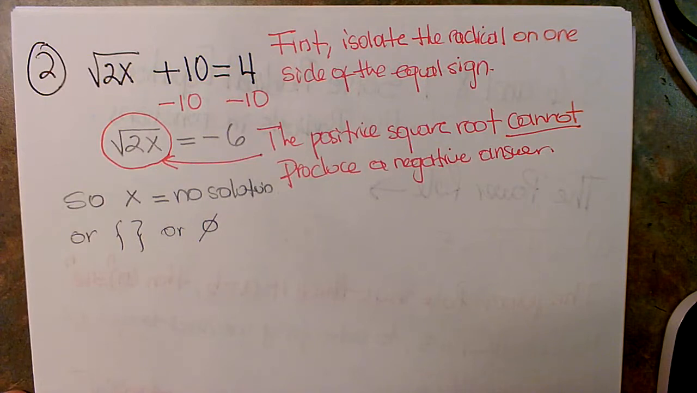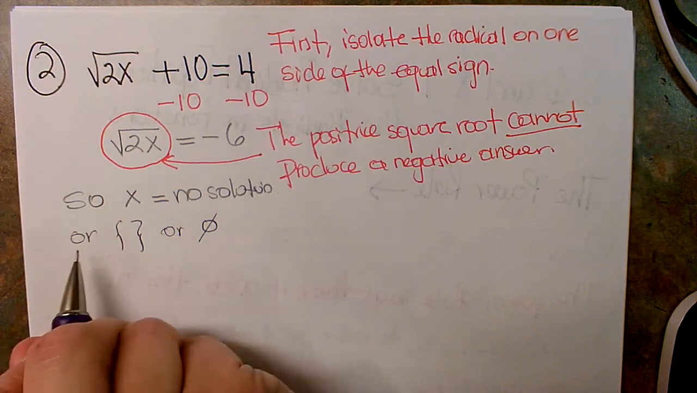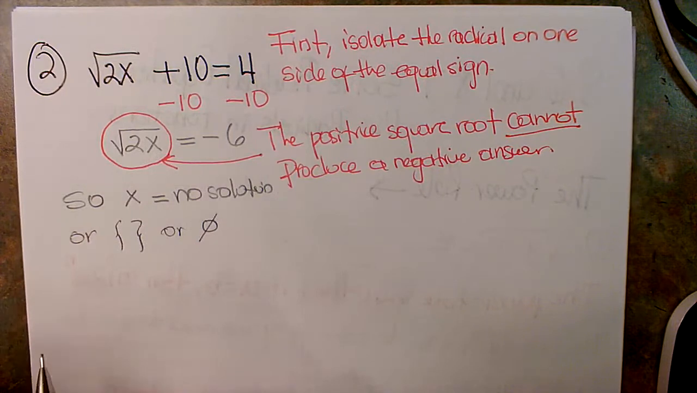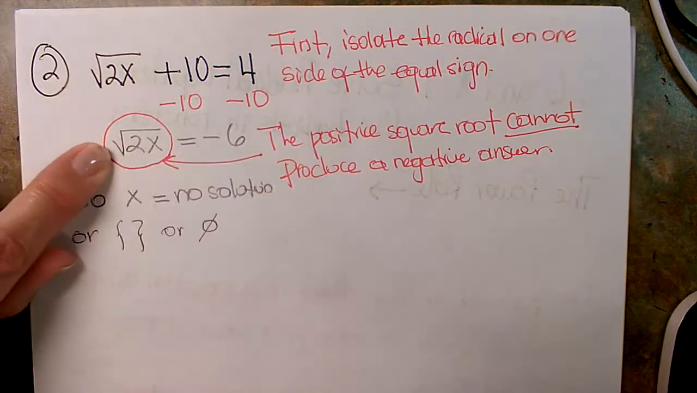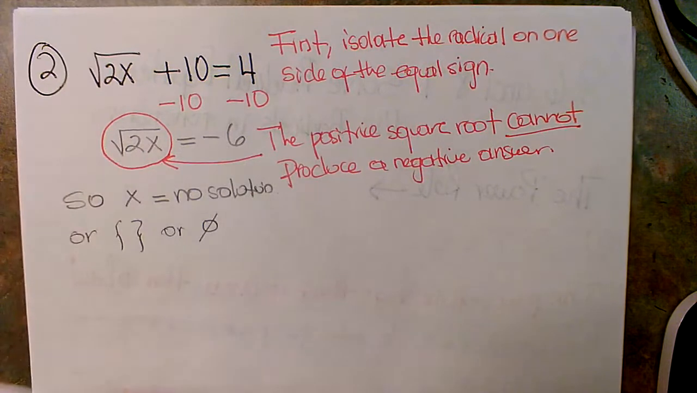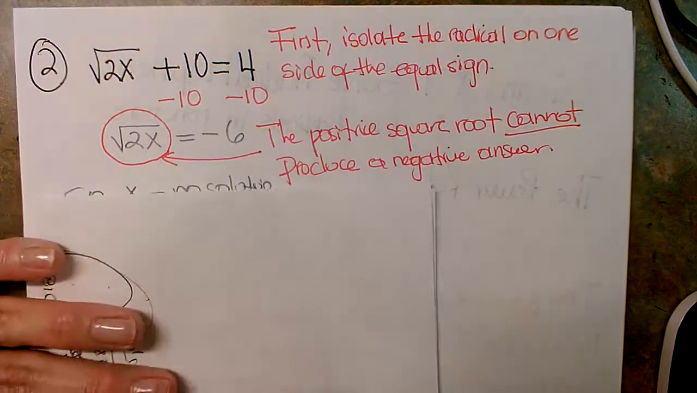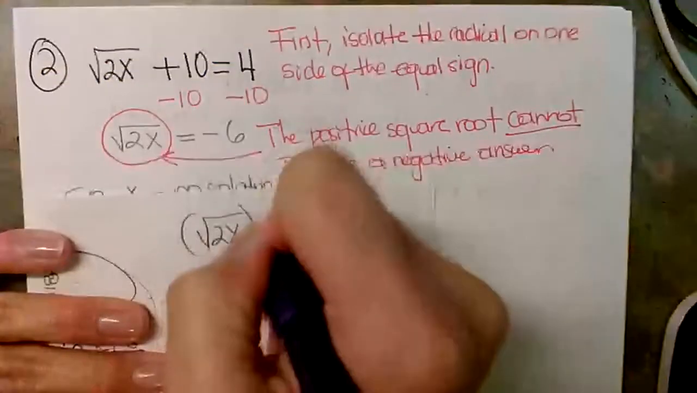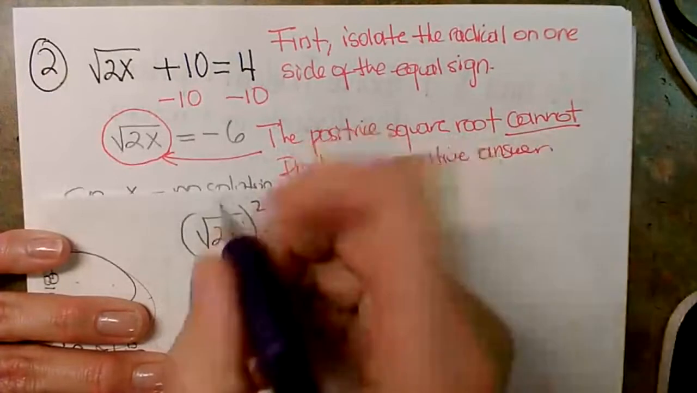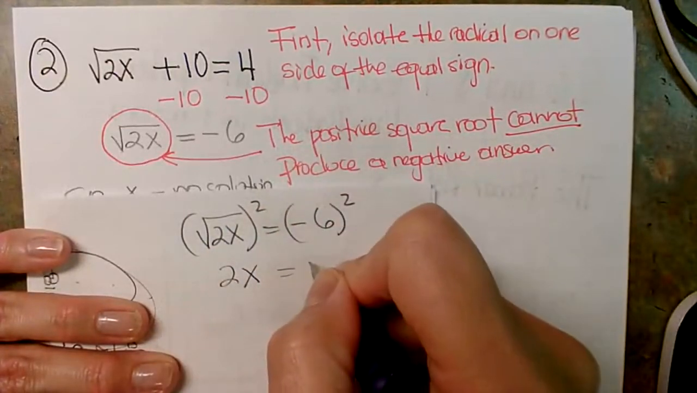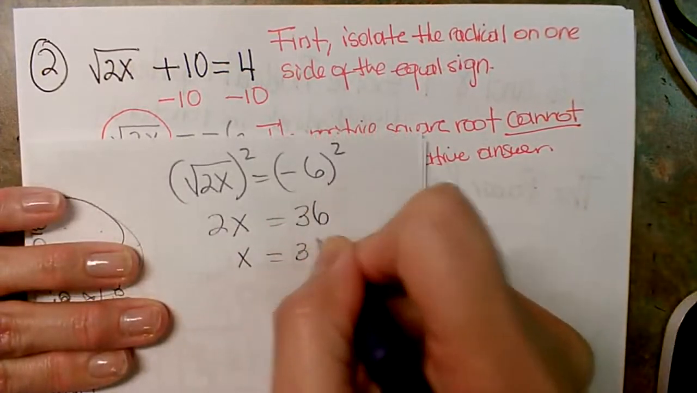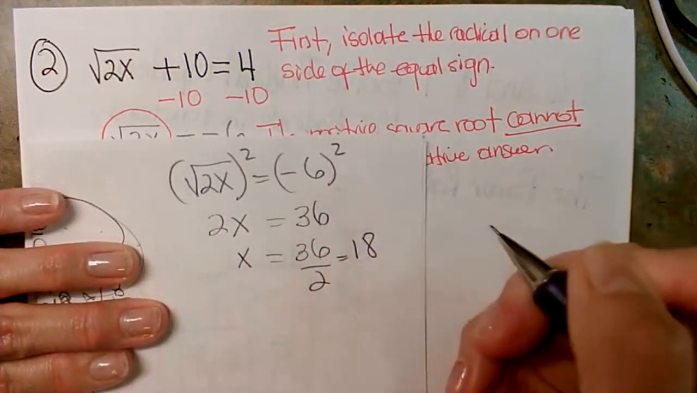All right. Now, if you don't see it right away, and then you square both sides, let's do it on a piece of paper. We square both sides, not realizing that it cannot work. So we get 2x, and this is going to be 36, right? And x will be 36 divided by 2, 18, right?